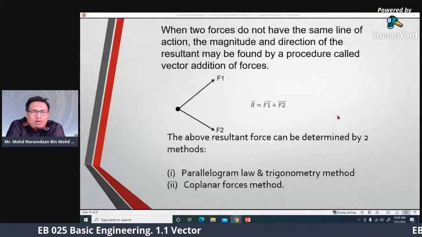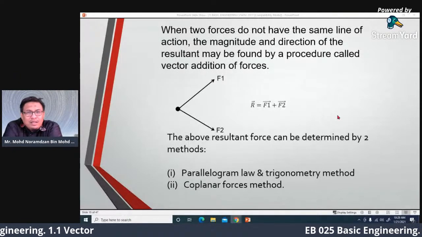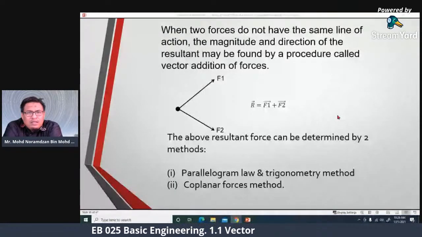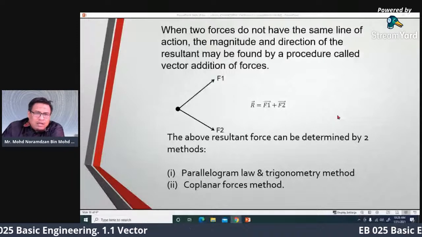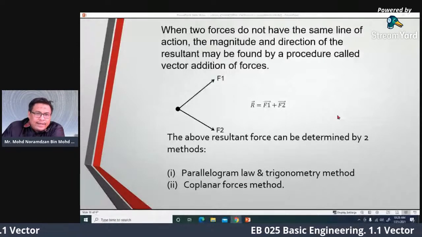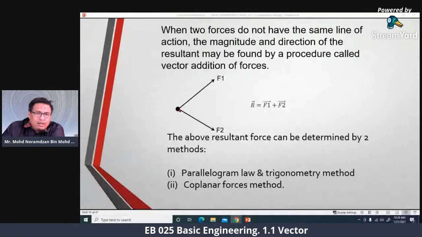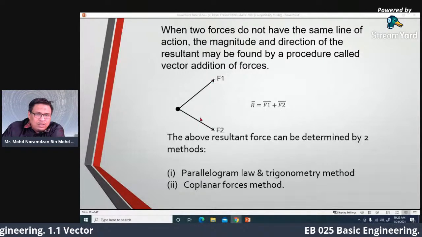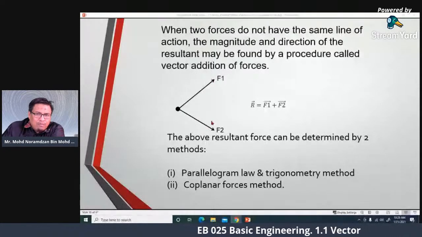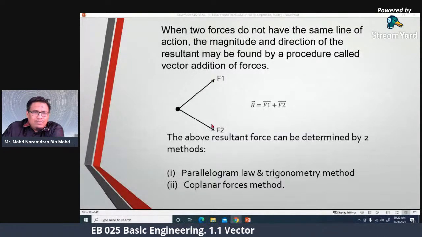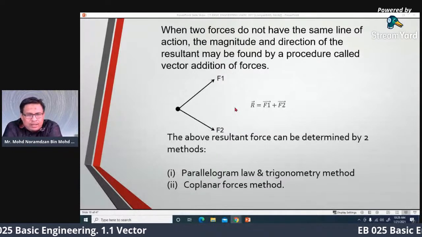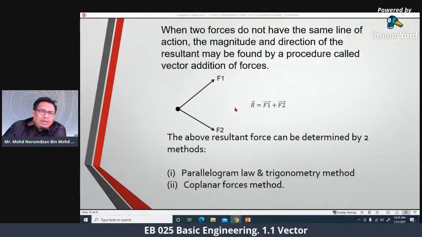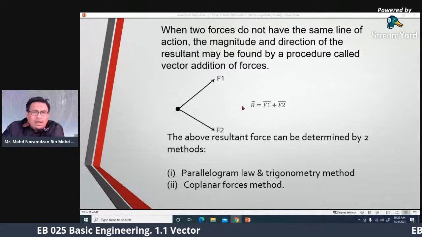When two forces do not have the same line of action, the magnitude and direction of the resultant may be found by a procedure called vector addition of forces. They are concurrent at the same point, F1 and F2. So the resultant force is F1 plus F2 in vector. The resultant force can be determined by two methods: parallelogram and trigonometric method, coplanar forces method.